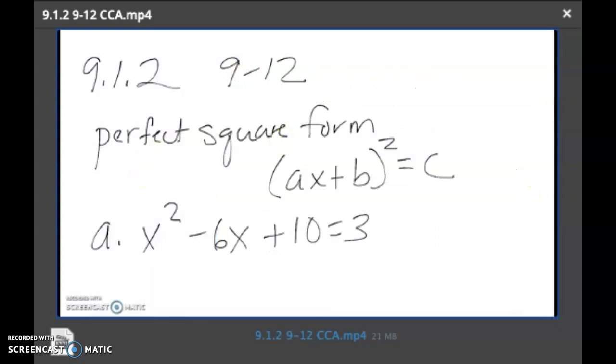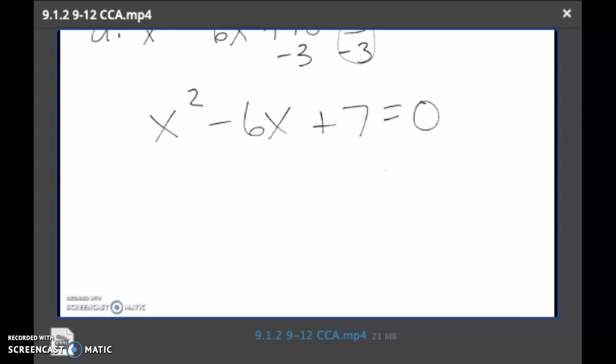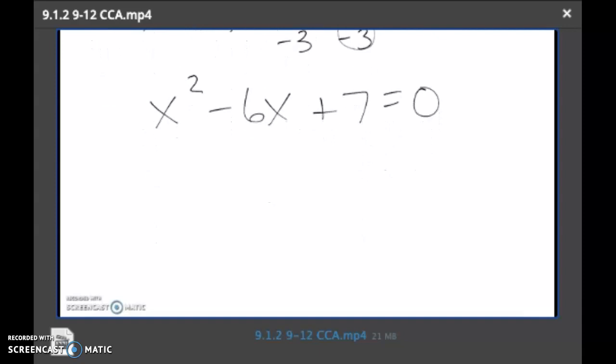Okay, before I start completing my square, I need to get this equation into standard form, so I want to get that 3 to go away on the right. So I'm going to subtract 3 from both sides. So we have x squared minus 6x plus 7 equal to 0. And now I'm going to do my equation mat.